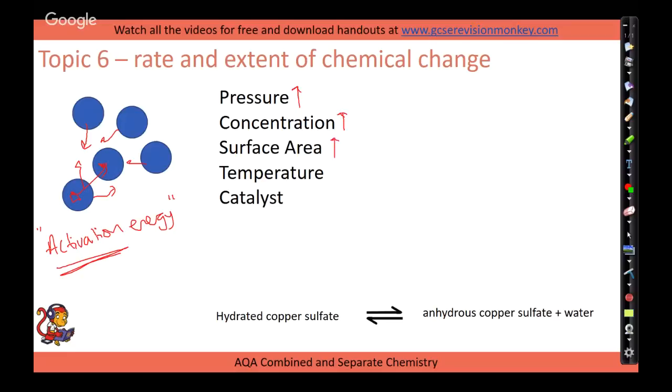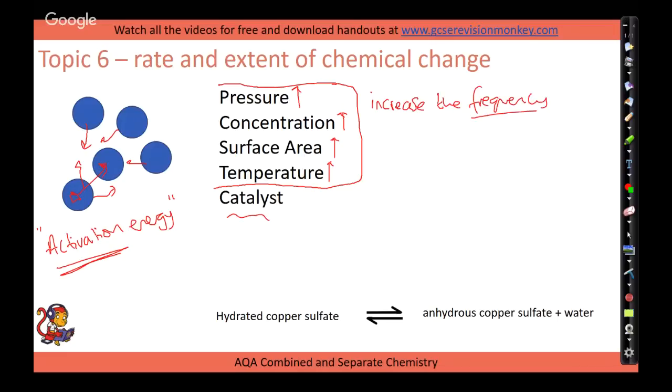We can increase surface area, increase temperature, and we can add a catalyst. Let's start with the first ones and leave the catalyst alone for a minute. All of these link to collision theory and the idea that the particles are colliding. They increase the frequency of collisions, and they increase the rate of reaction if you increase them.